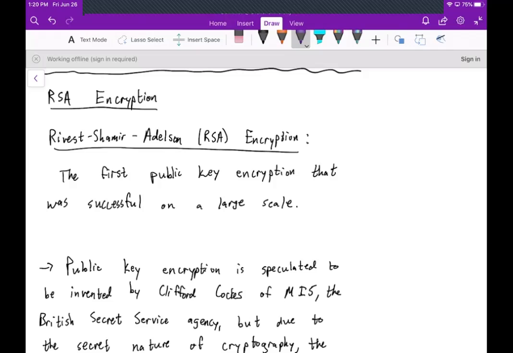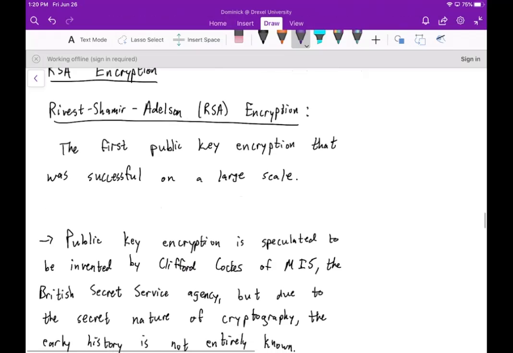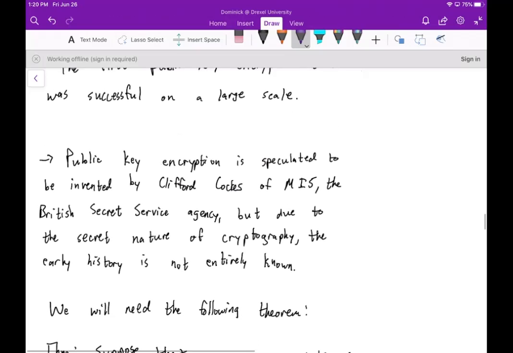Okay, guys, welcome. Today we're going to talk about RSA encryption. Now, RSA encryption, or Rivest, Shamir and Adleman encryption, is the first public key encryption that was successful on a large scale. All right, so just a little bit of background.